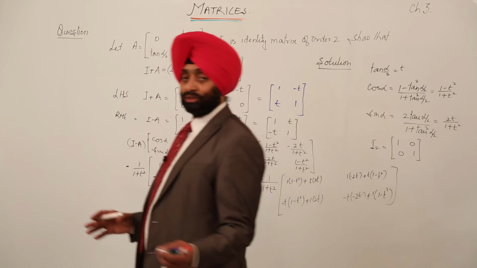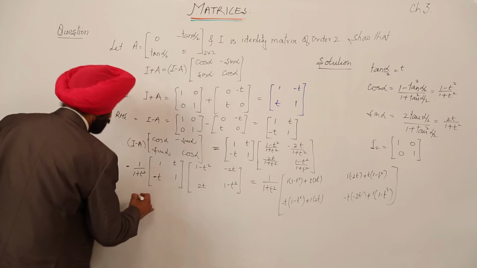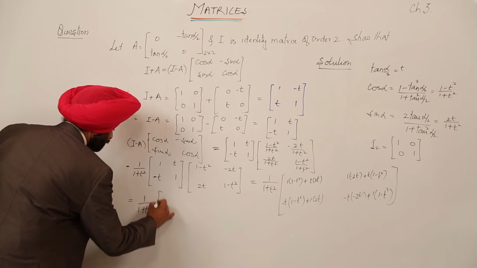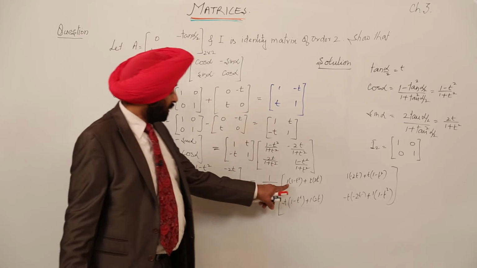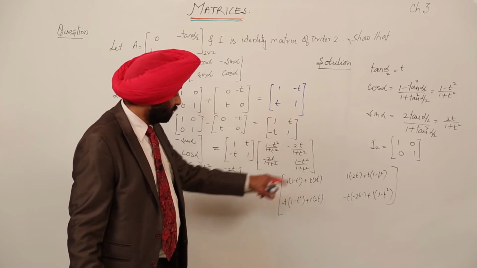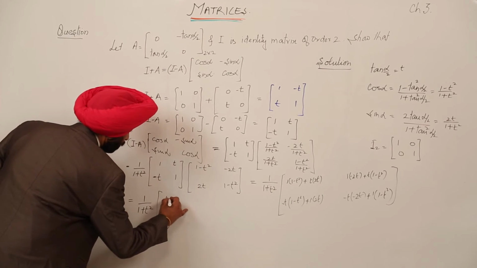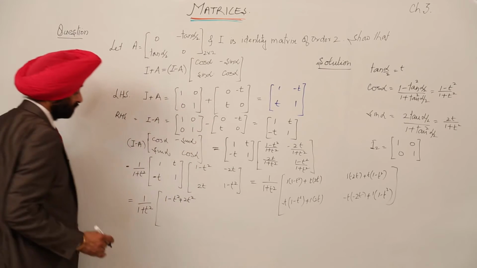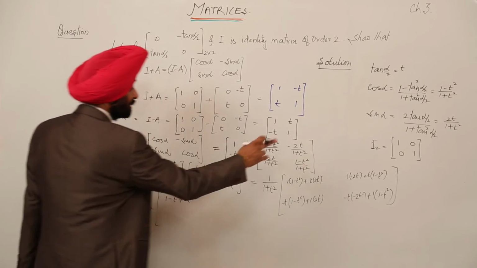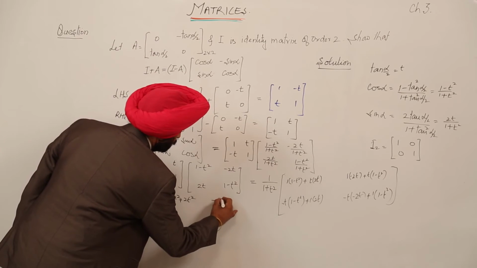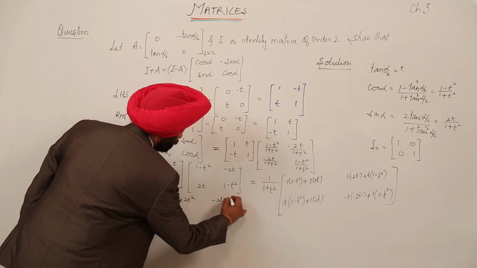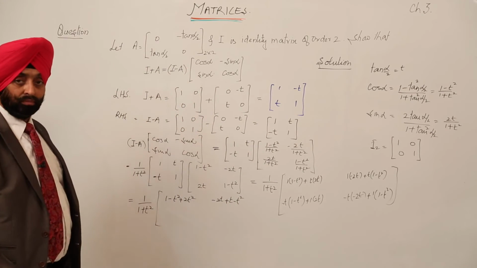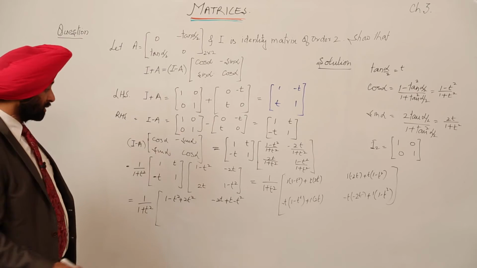Okay. So this is the multiplication for the matrix. Now what is the result? 1 upon 1 plus t square. Here we are getting 1 times 1 minus t square plus 2t square. So we have 1 minus t square plus 2t square. Second, minus 2t plus t minus t square, minus 2t plus t minus t square.